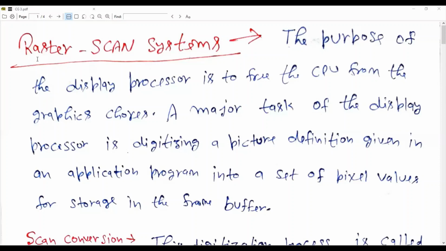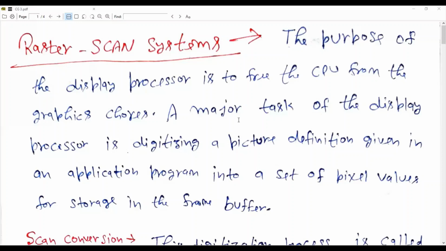Our topic is raster scan system. What is a raster scan system? In the last video, you learned about this. Today, we will learn it in detail. The purpose of the display processor is to free the CPU. It means all the work which is done on the screen is handled by the display processor, so the CPU is free from that. Different display processors are available for that purpose.